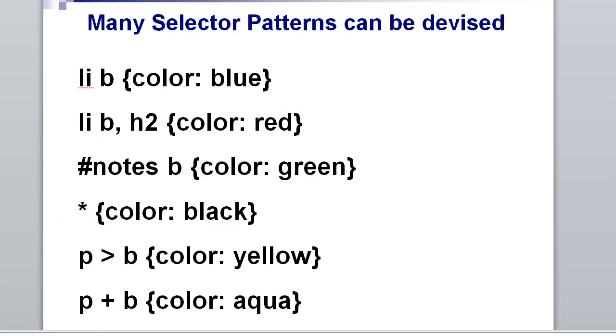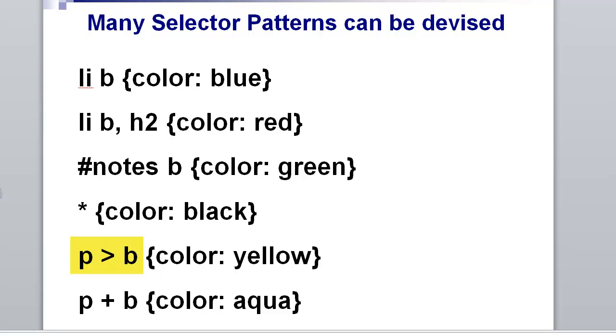Many different selector patterns can be devised. So here we see the context. We can have a context existing within a grouping. The asterisk indicates everything. It indicates that it applies to every element.